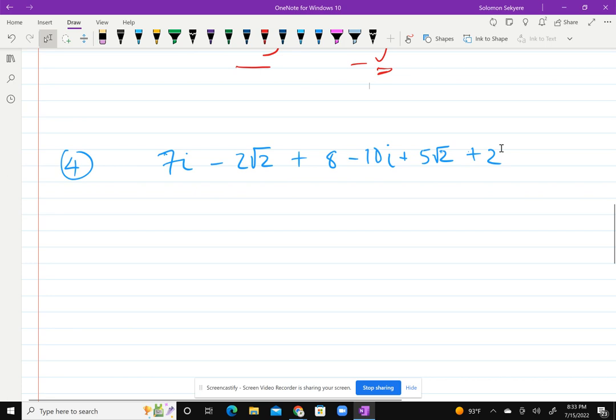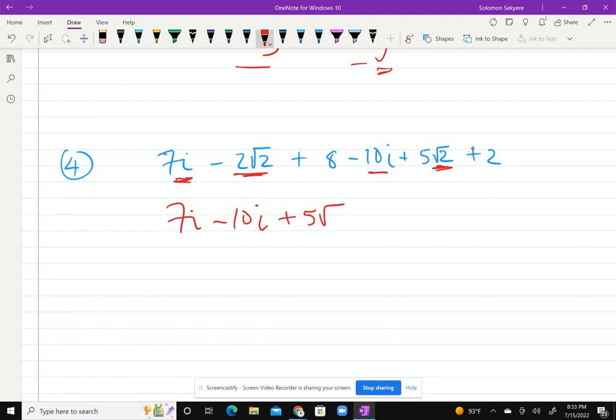What about right here? Okay, if you don't understand what i is or root 2 is, it doesn't matter. Just look at what's alike and what's not alike. So I have an i here. I write 7i. I have another here, minus 10i. Okay, I have root 2 and square root of 2 over here. I write the positive one first, plus 5 root 2. The negative sign comes with it, minus 2 root 2, positive 8, positive 8, positive 2.